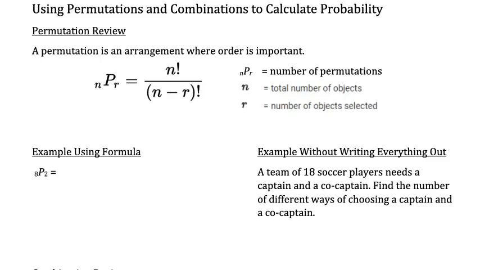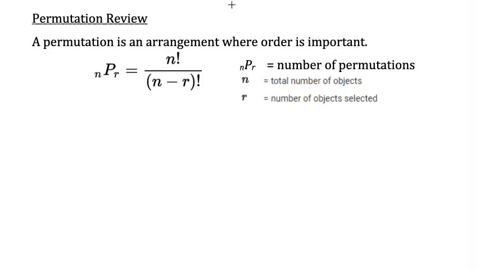In this video, we're going to be using permutations and combinations to calculate probability. A permutation is an arrangement where order is important. For instance, it matters who is president and who is vice president. We have a formula to calculate the number of permutations, n pick r.